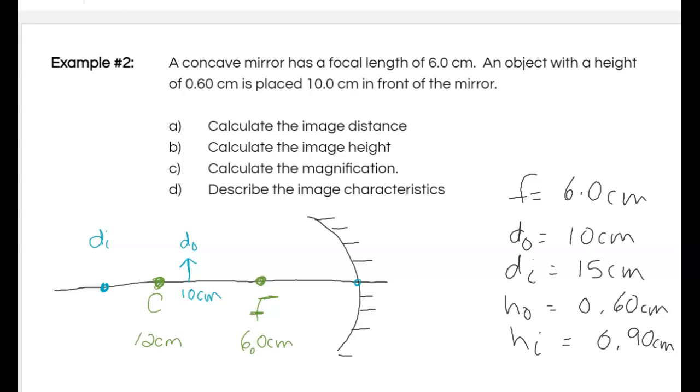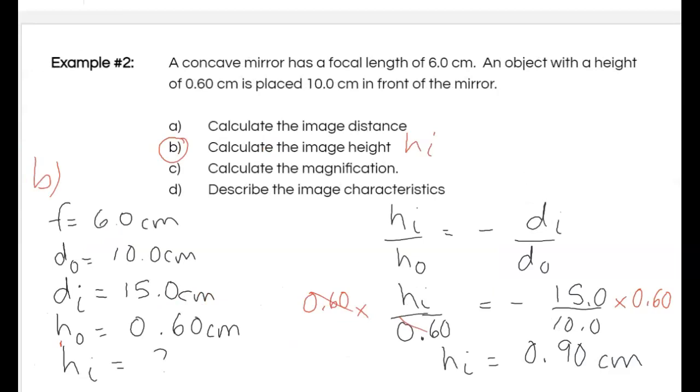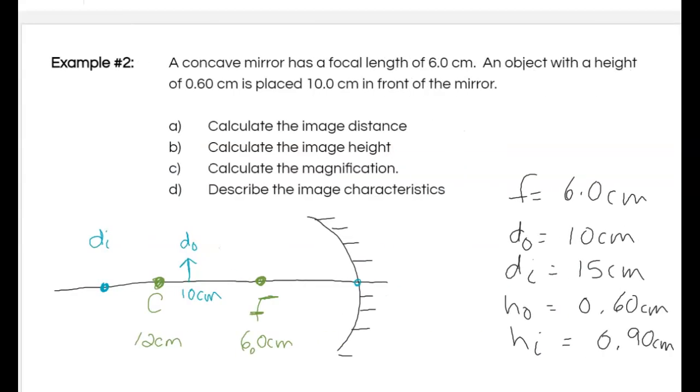Now, I'm noticing that what I forgot to do in the last section, and so I'm just going to switch back to that slide, is that I forgot to include the negative here, and that this value should actually be negative. And so I'm going to switch back to the slide and put a negative here, because what that negative is telling me is that my image should be upside down compared to my object. It should be inverted, right?